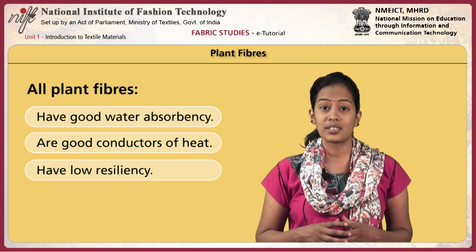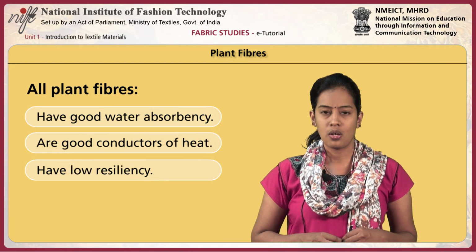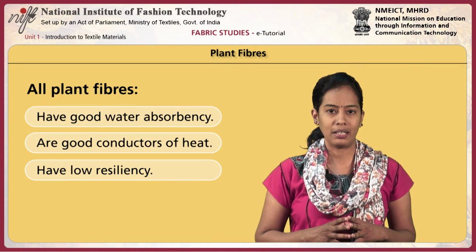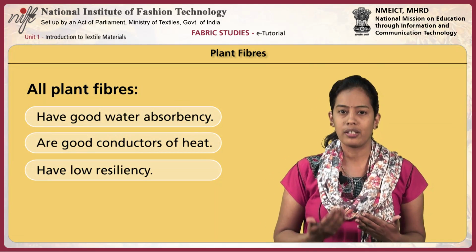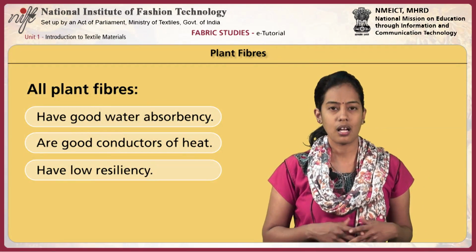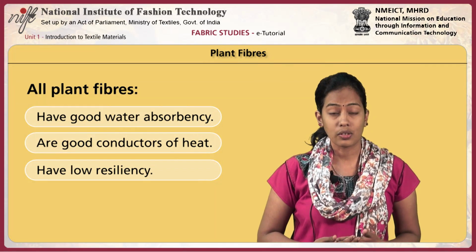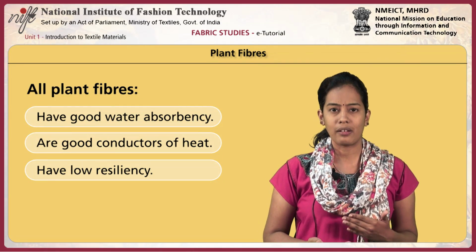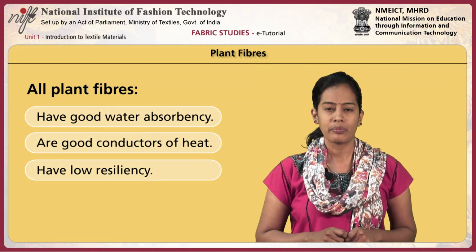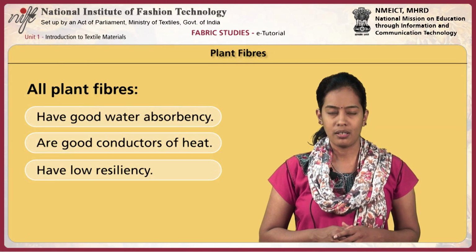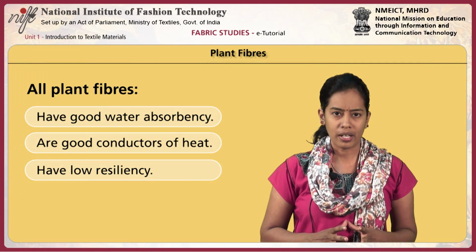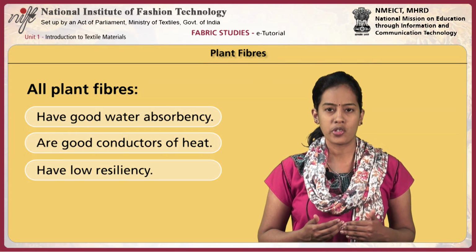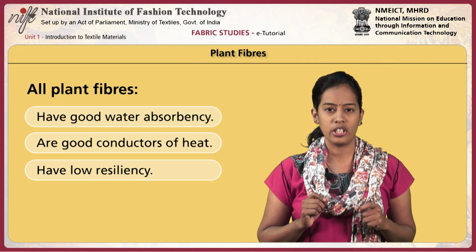Plant fibers are also called cellulosic fibers. All plant fibers have good water absorbency, hence they are preferred for making products that require hydrophilic characteristics such as diapers and towels. They are also good conductors of heat and thus found to be ideal summer wear. As most of the plant fibers have low resiliency, fabrics made out of them wrinkle badly. Natural fibers, except silk, are usually available in the form of short fibers in the range of a few inches.